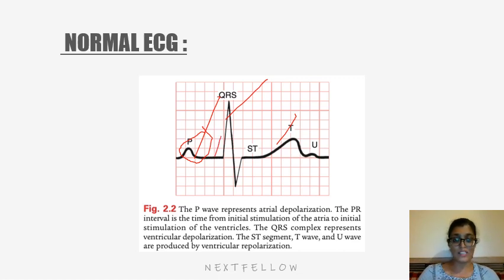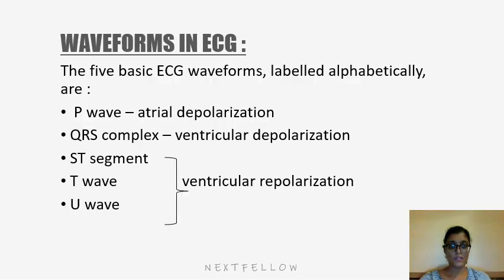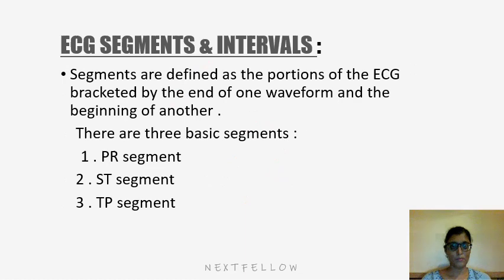The QRS complex represents the ventricular depolarization and the ST segment and T wave are produced by the ventricular repolarization. So, as described earlier, among the waveforms, P wave is atrial depolarization, QRS complex is ventricular depolarization, and ST segment, T wave and sometimes U wave may be present, that is ventricular repolarization. So there are segments and intervals.